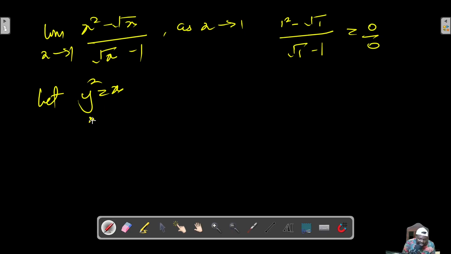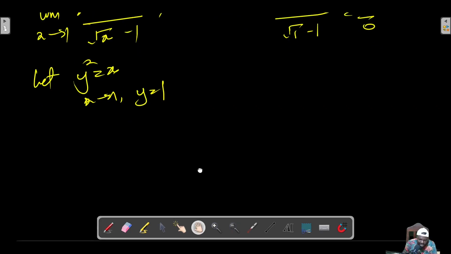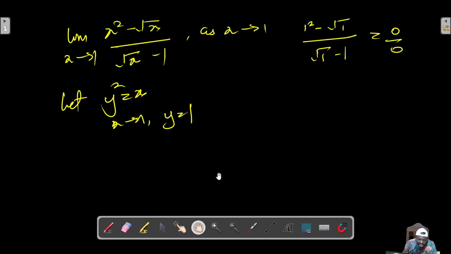So as x approaches 1, our y will be what? Our y will also be 1. We are taking the positive root. Since you are not doing a one-sided limit, you are just taking the positive root. So y will also be what? 1. Then I can say the limit as y approaches 1 of, now what will be x squared?